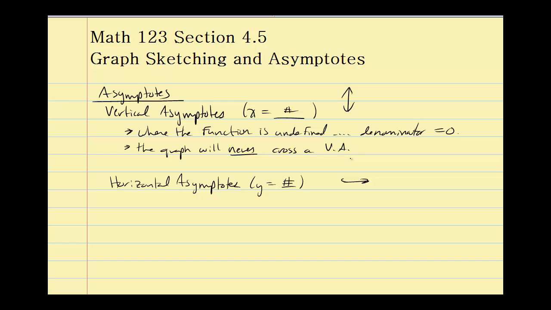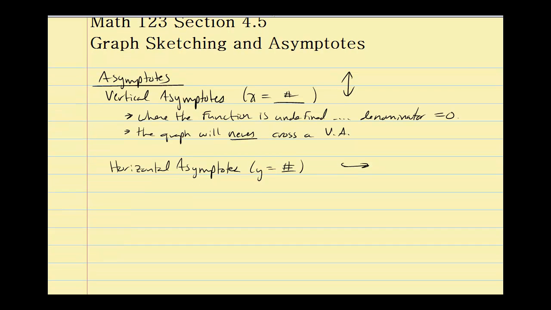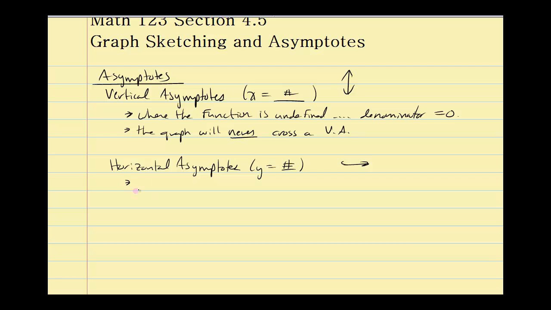Now the horizontal asymptote is a little bit different. First of all, a graph can cross a horizontal asymptote locally. And again, we're going to use HA here for horizontal asymptote. But it won't cross it at extremes, meaning as we go out toward positive and negative infinity, it will not cross the graph, but it will approach a particular line at that point.